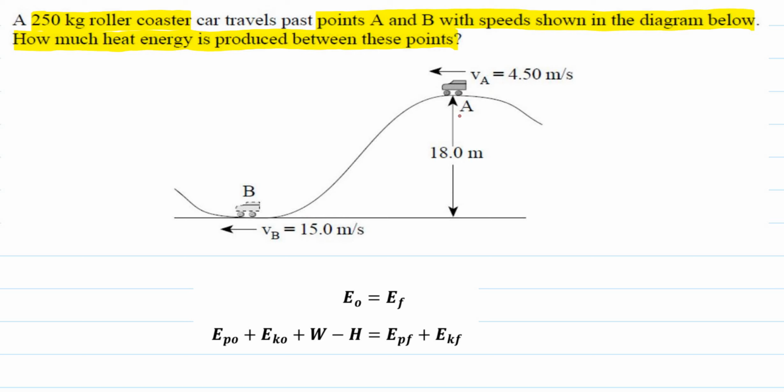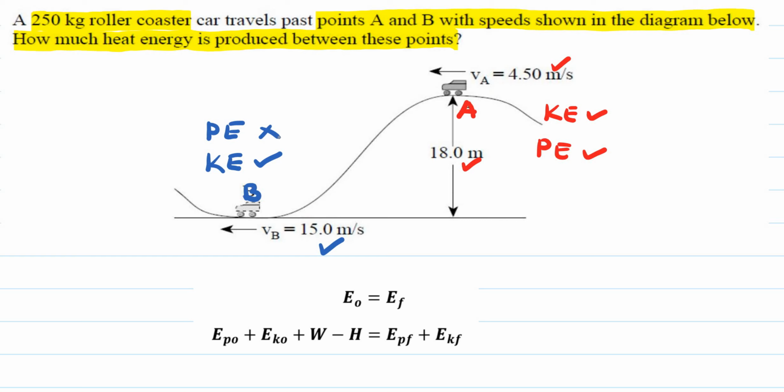Since we're starting at position A, we're given a height and an initial speed. That means we definitely have kinetic energy and we also have potential energy. At point B, we're given a final speed, so we have some kinetic energy. But since we're at the bottom of the incline, there's no height, so there is no potential energy. That's how you analyze this problem.